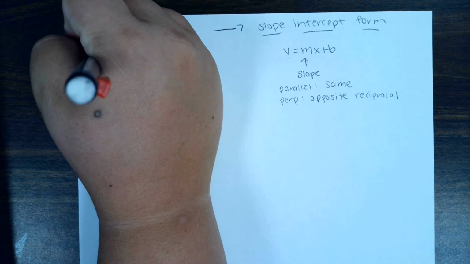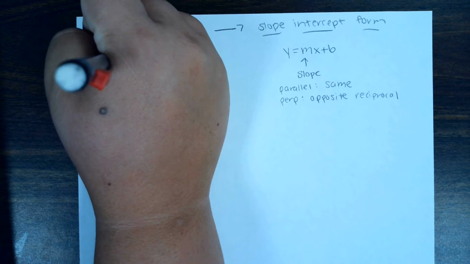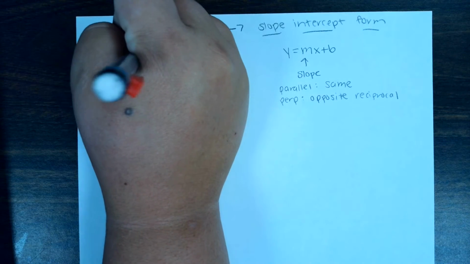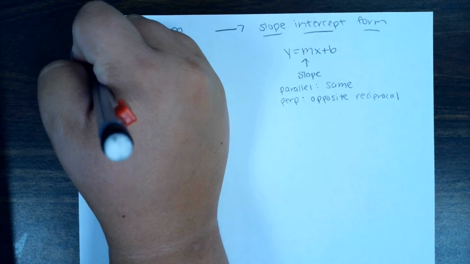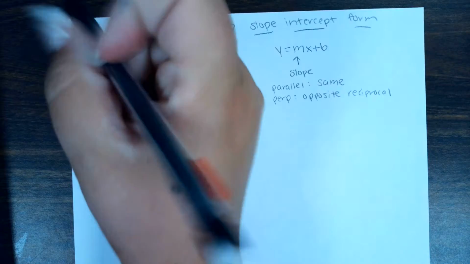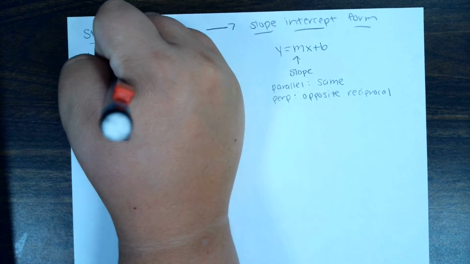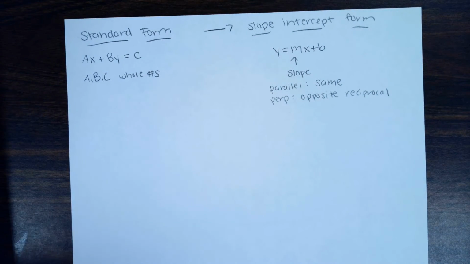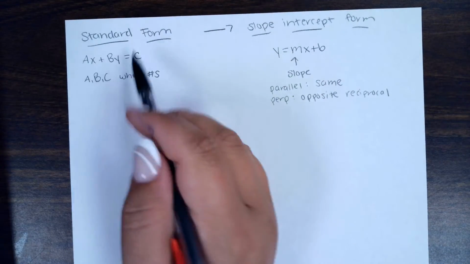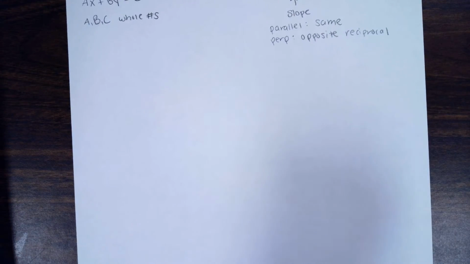Now standard form looks like this: ax plus by equals c. A, B, and C must be whole numbers. So that means no decimals, no fractions. So we're going to go from standard form to slope-intercept form. So let's look at an example.